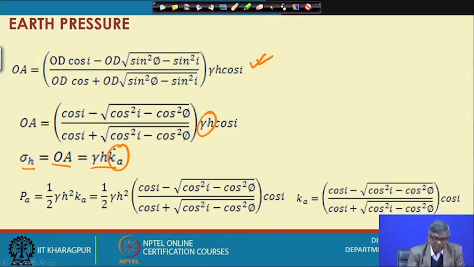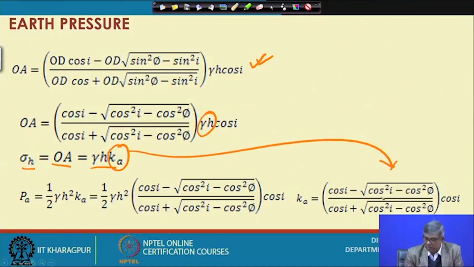So normally gamma H and Ka. What is the expression for Ka? Ultimately, Ka is nothing but cos i minus under root cos square i minus cos square phi, over cos i plus under root cos square i minus cos square phi, multiplied by cos i. So this is your coefficient of earth pressure for the active condition when there is a sloping backfill with a vertical wall. Then we get Ka as this.